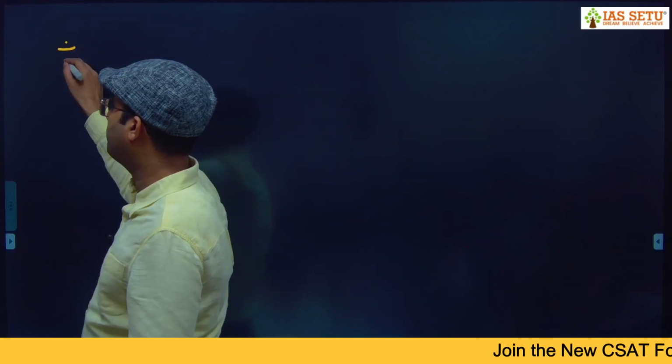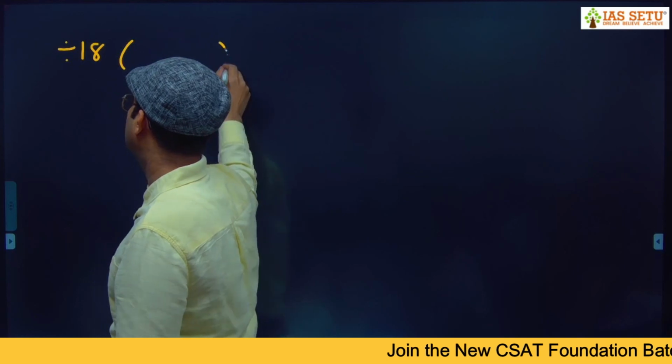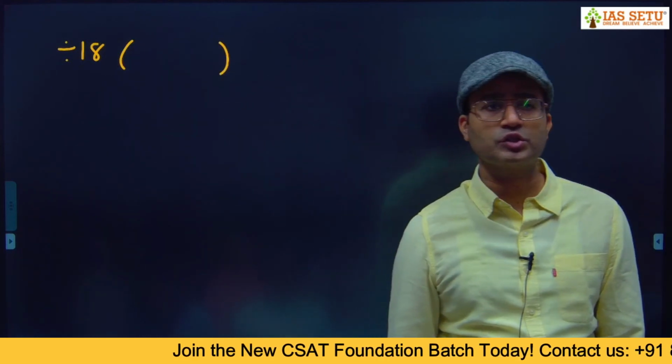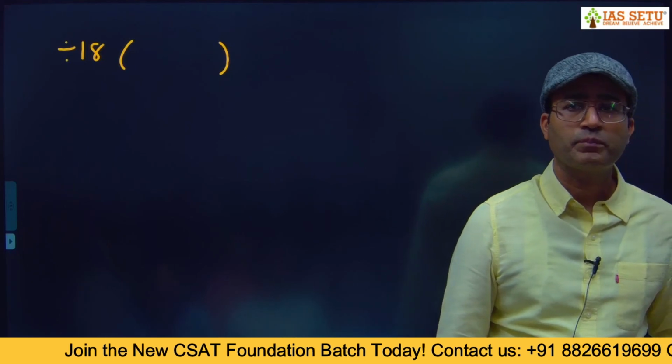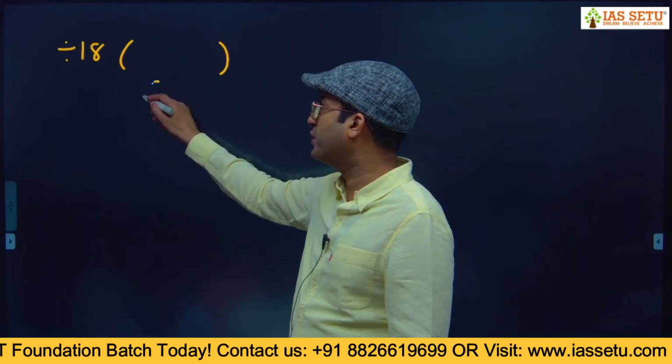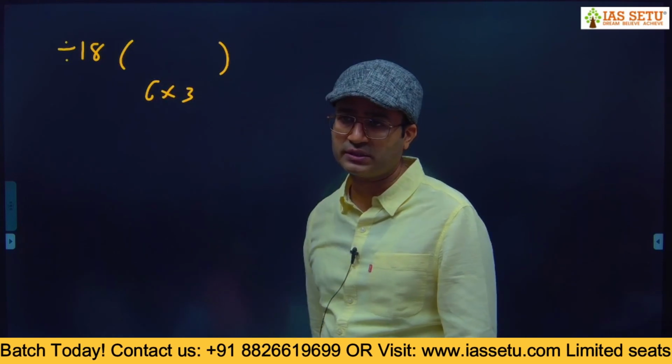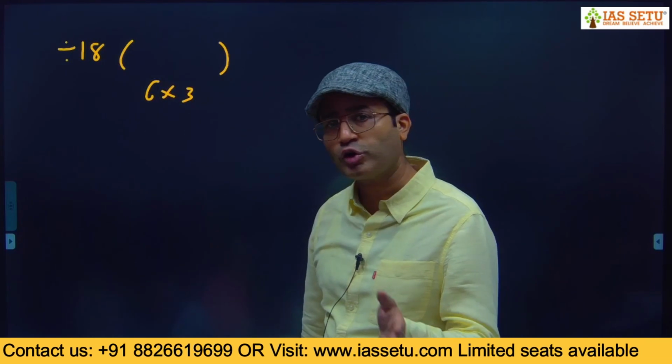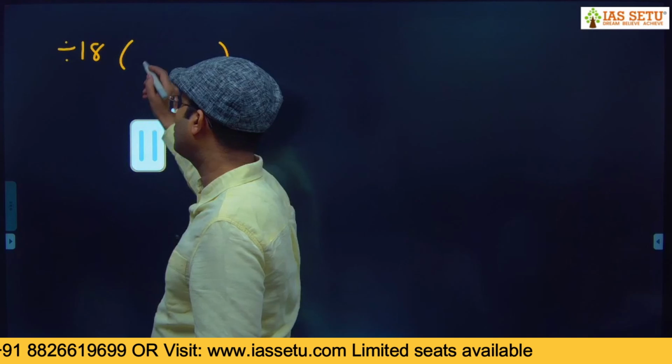Next, divisibility of 18. Tell me how I can check divisibility of 18 by using this co-prime concept. 9 and 2, not 6 and 3. If any one of you takes 6 and 3, you will not get the answer, because 6 and 3 are not co-prime. 9 and 2, or 2 and 9.